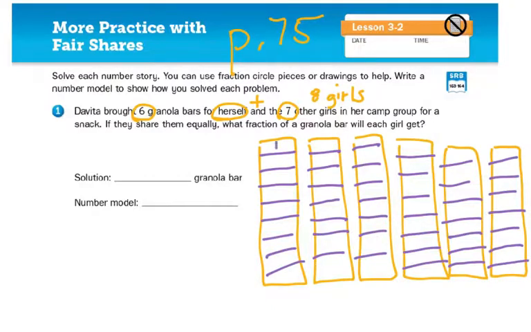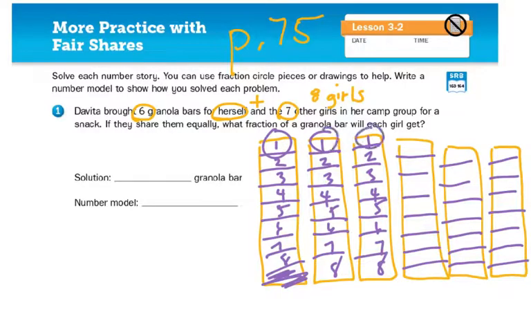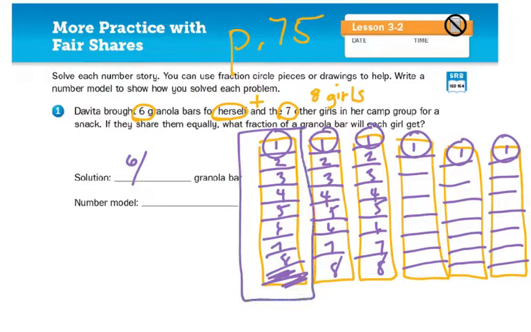All right, so we could number each of the girls. Each girl is going to get 1 equal part of the granola bar. Whoops, I drew too many there. I could number them all, but I know that each girl is going to get 1 section. So 1 section of that granola bar, 2, 3, 4, 5, and 6. So each girl will get 6 out of how many equal sections is each granola bar cut into? 8ths, 6/8 of a granola bar.